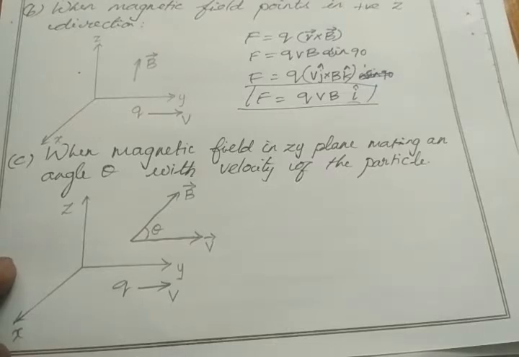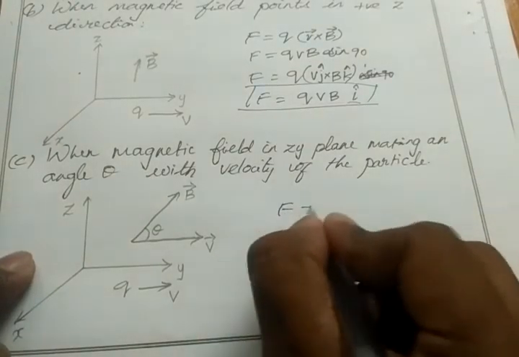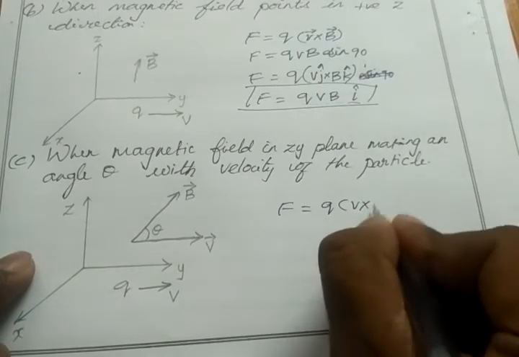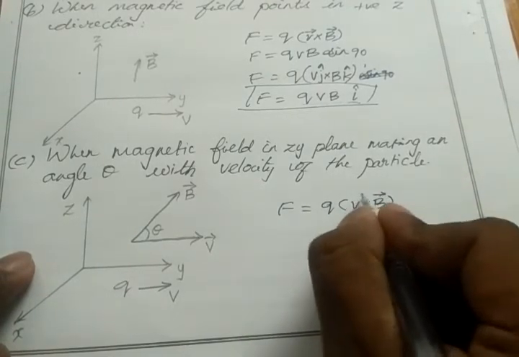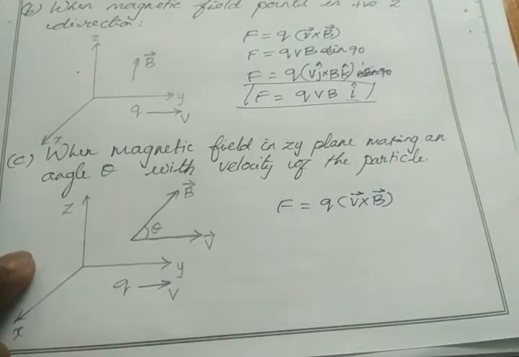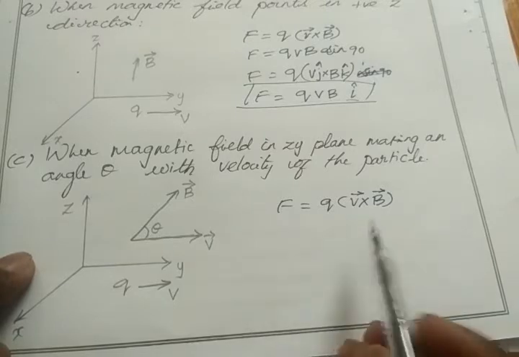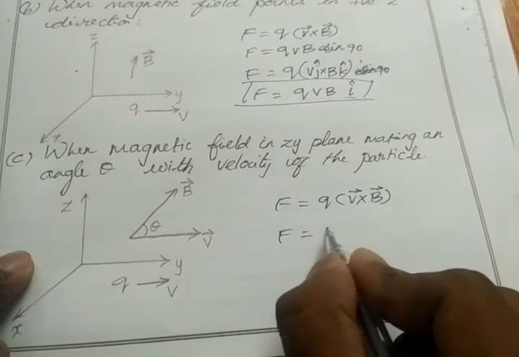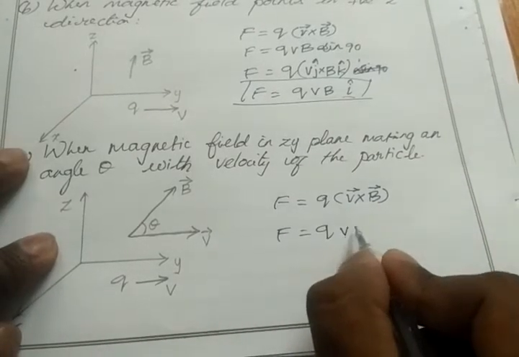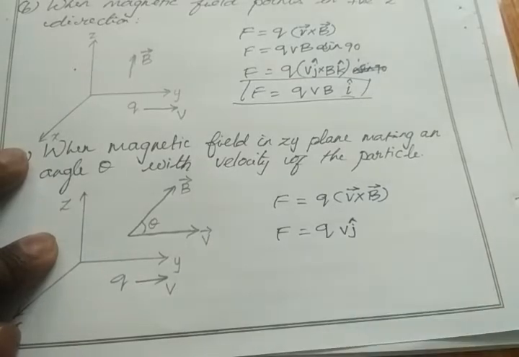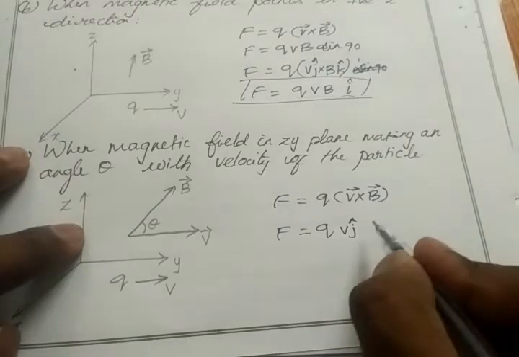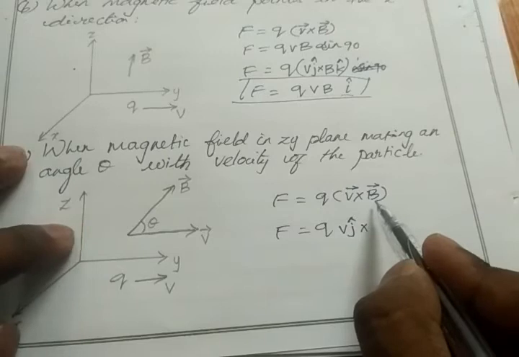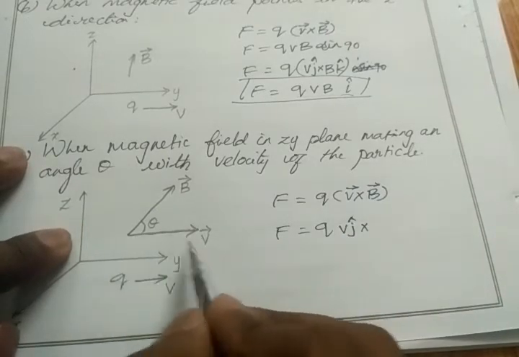So now we have to find the Lorentz force for this condition. Okay, so for that, write the formula F equal to Q V cross B. Okay, so my velocity is in positive y-axis, so I can take F equal to Q V j, positive y-axis, so I take j cap vector. Okay, cross, I have B here, but my B creates an angle of theta with V.